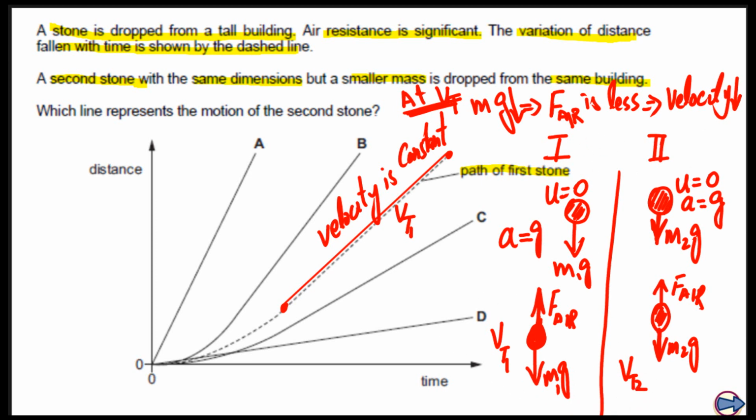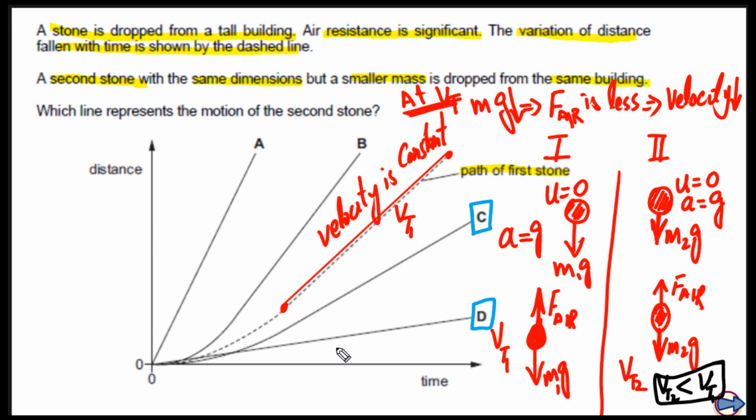So we can also say that Vt2 has to be smaller than Vt1. This is a very important point we need to understand. The stone has to accelerate and finally it will reach terminal velocity, and terminal velocity 2 will be smaller than terminal velocity 1. So now let's try to find our answer. The answer can be C or D, because Vt2 has to be smaller than Vt1.